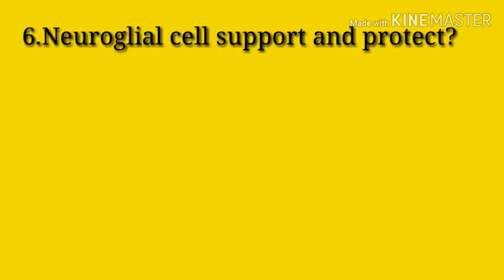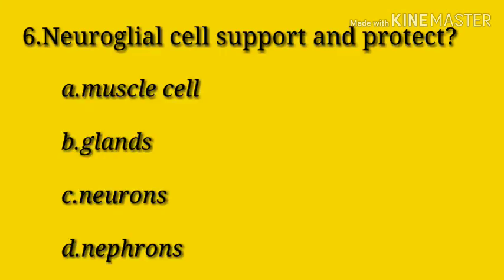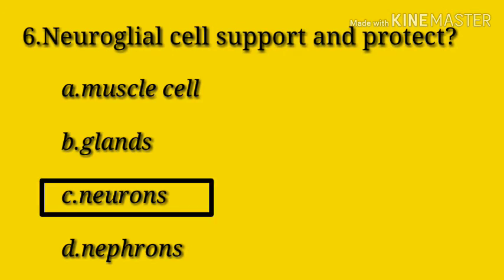Question number 6. Neuroglial cells support and protect. Option A. Muscle cells, option B. Glands, option C. Neurons, option D. Nephrons. The answer is option C, neurons.